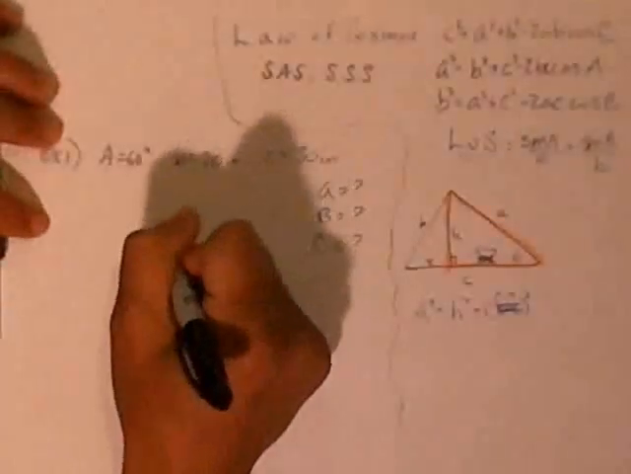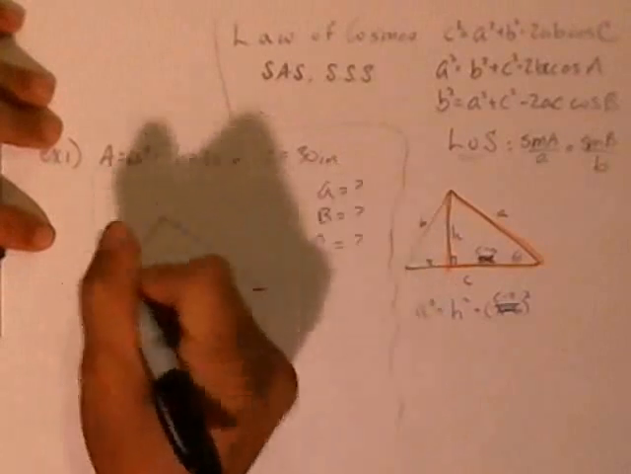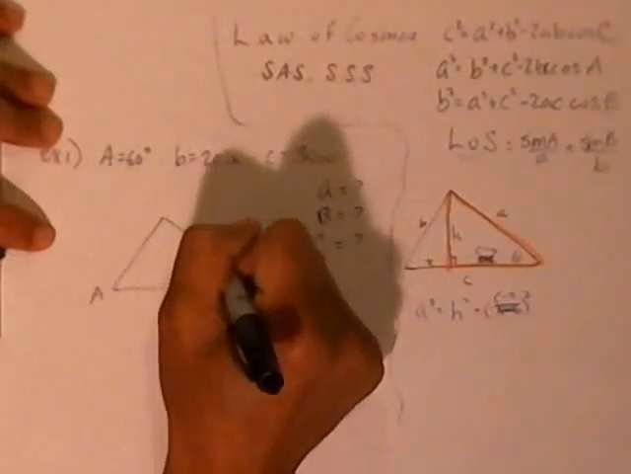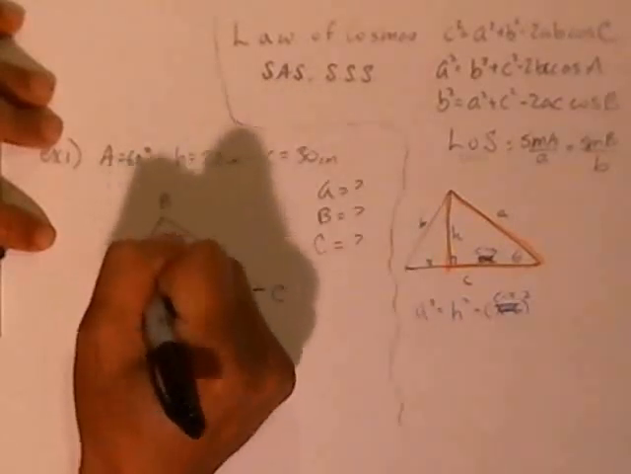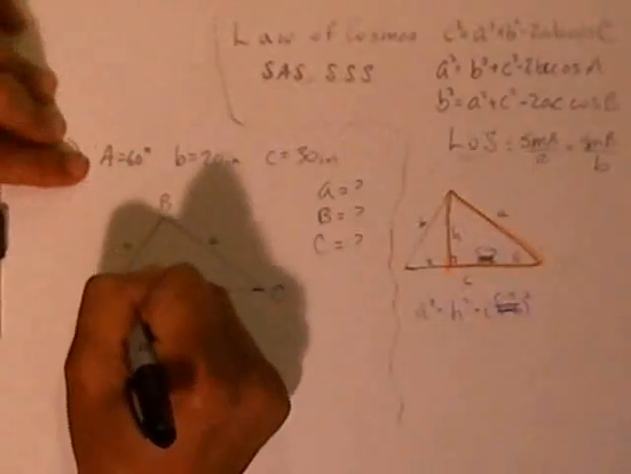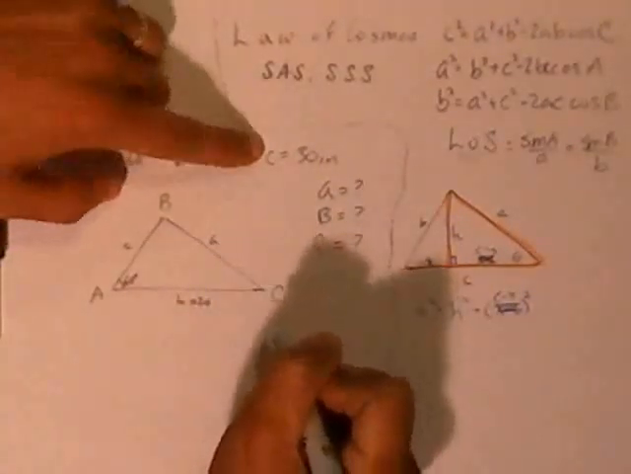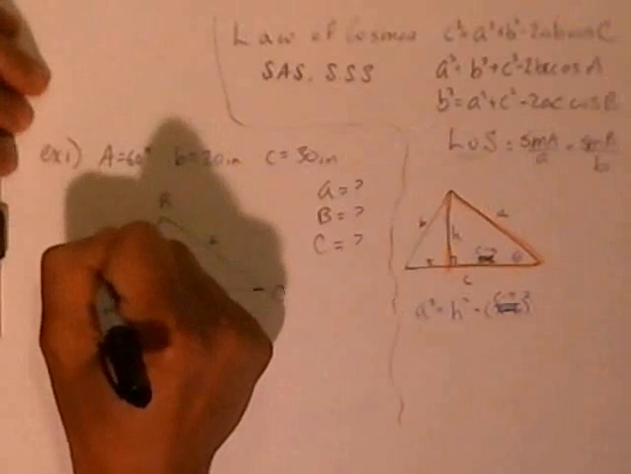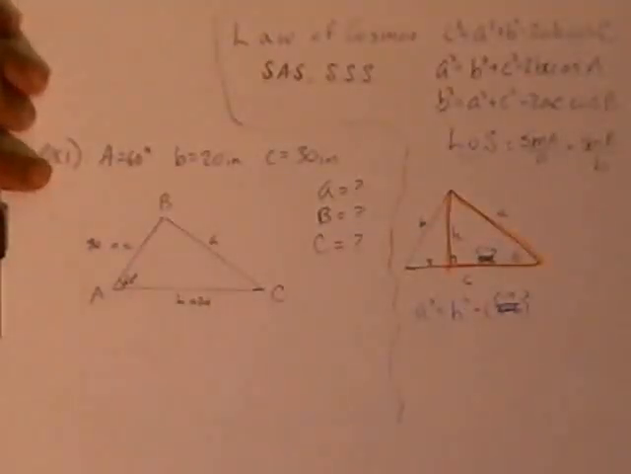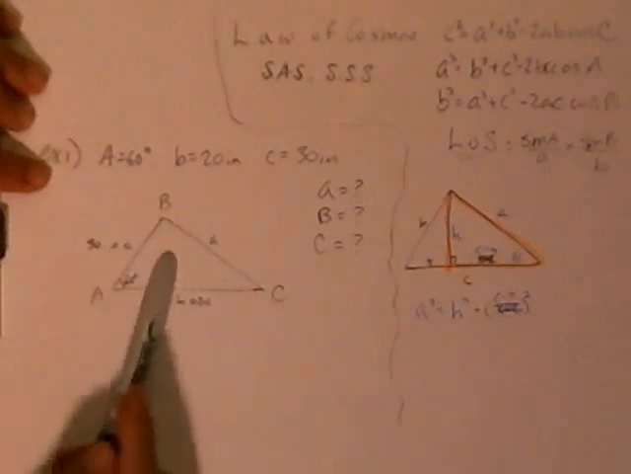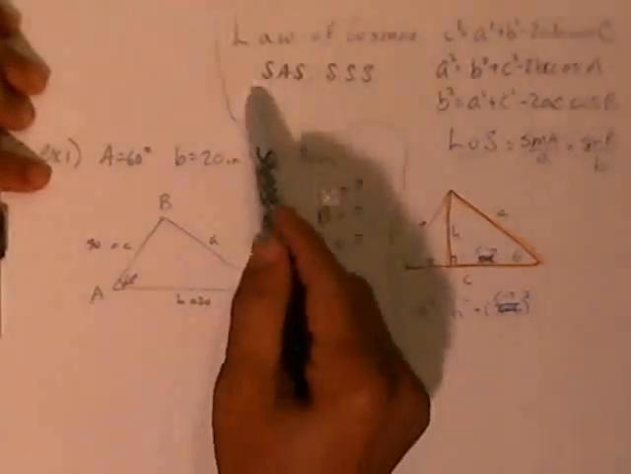So I'm going to try to draw the triangle out. Always try to draw it out. It helps you to actually visualize things. Angle A, little a, big B, little b, and big C, little c. Big A is 60 degrees, little b is 20, and little c is 30 inches. You notice that we have a SAS situation. Since we have a side angle side situation, we cannot use the law of sines. We have to use the law of cosines.